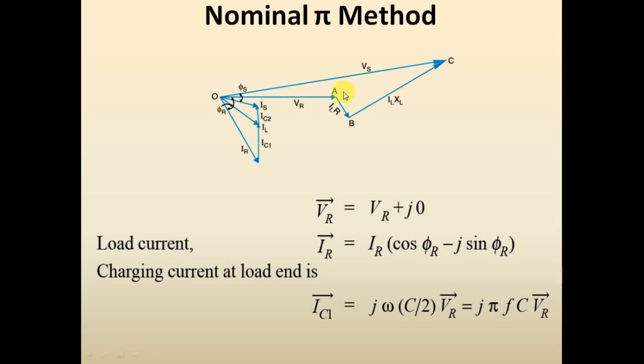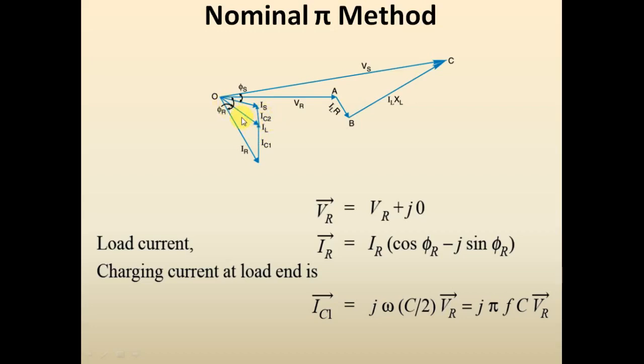And if you draw a line joining these points A and C, that will give you the vector IL into Z. And this triangle ABC will indicate the impedance triangle. So now adding these vectors VR, IL into R, IL into XL, we will be able to obtain the vector VS. Once VS is obtained, you have to draw a line perpendicular to VS at the tip of IL. That will indicate the vector IC2.